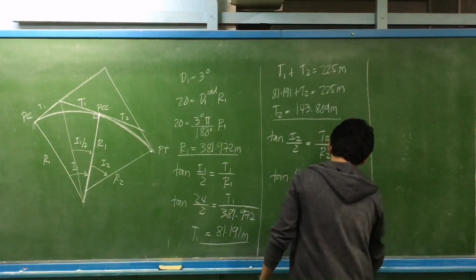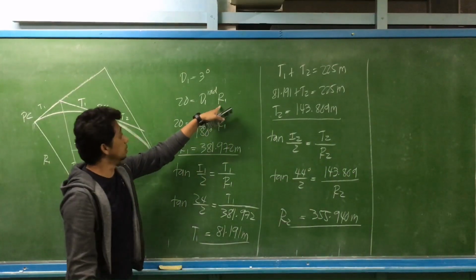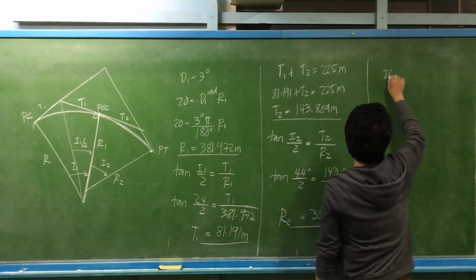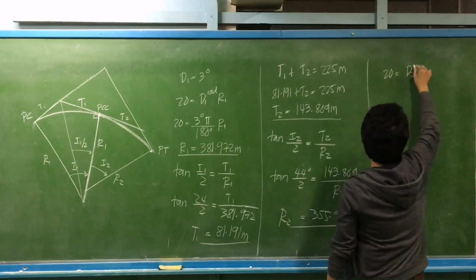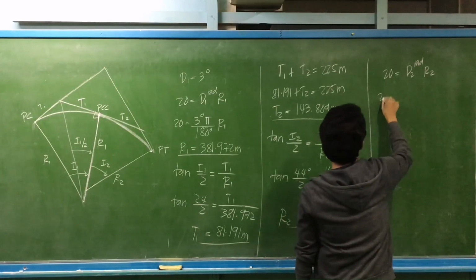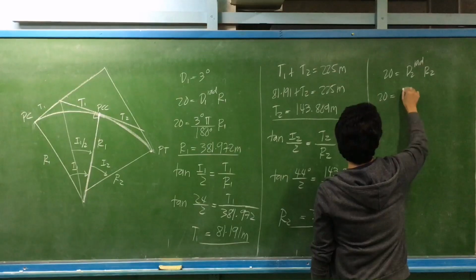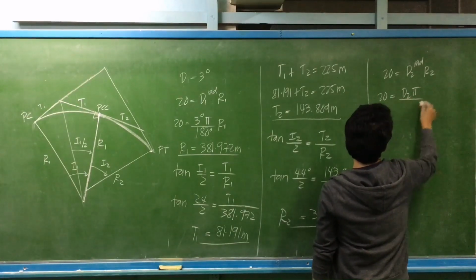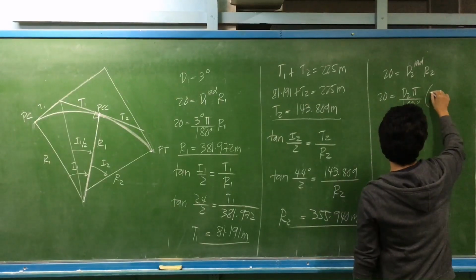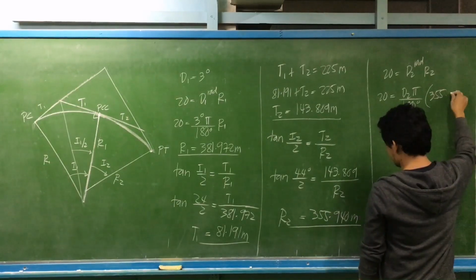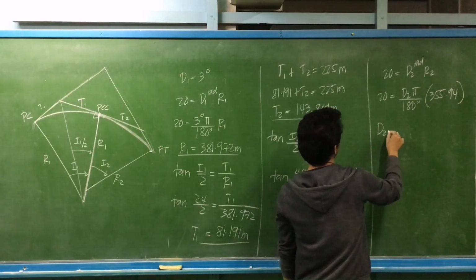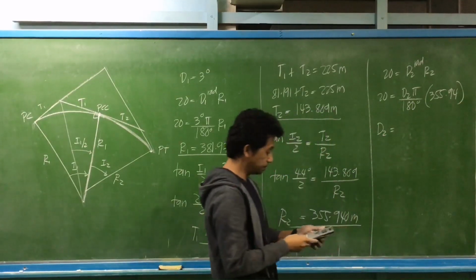Using arc basis, kung meron kang radius, paano mo kukunin yung degree? Okay? That is equal to 20 meter arc equal to the degree of the curve in radian times the radius number 2. So this is 20 meters. Degree of the curve is D sub 2 times pi divided by 180 degrees multiplied by the computed radius number 2, 355.94. So kunin natin yung degree of the second curve.